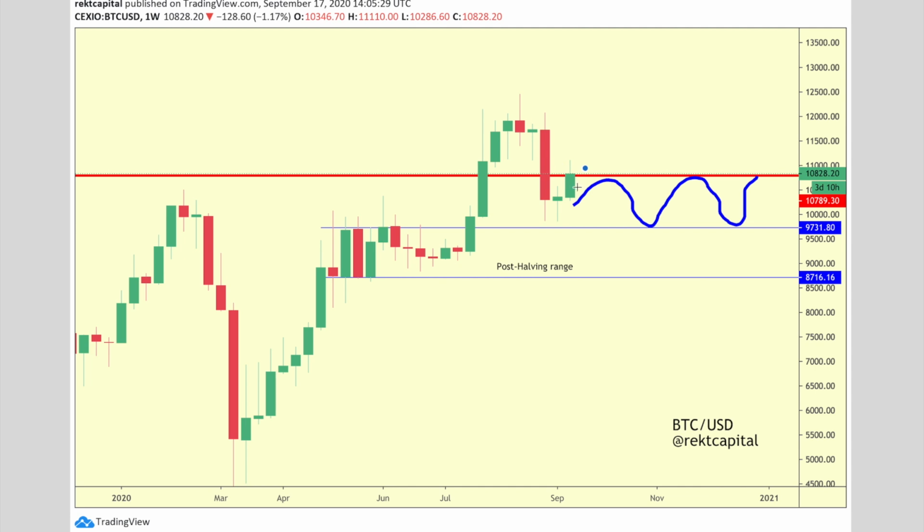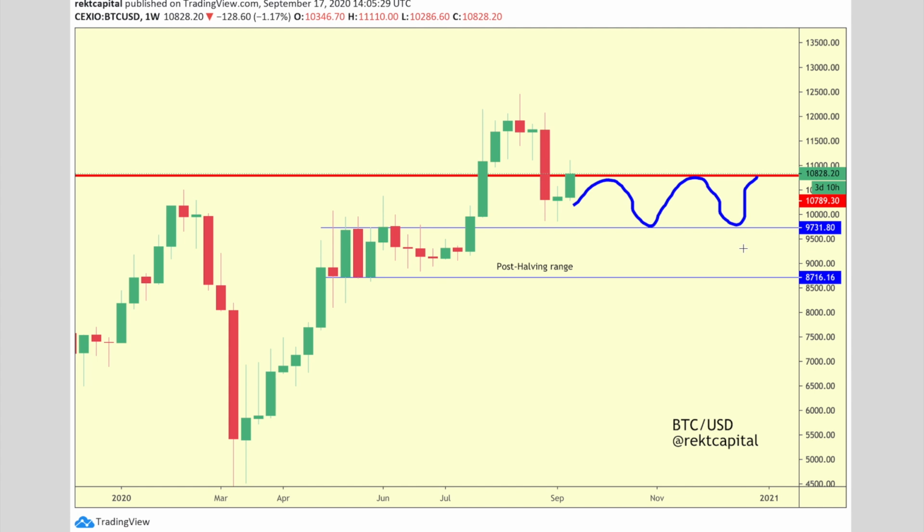So seeing a pullback back into 9,650 would be a vindication, a validation of these tendencies that I talk about in more detail in an article on my website, rektcapital.co. Check out the articles section, it's totally free. It's a great resource that I keep referring to, and that resource is the gift that keeps on giving.